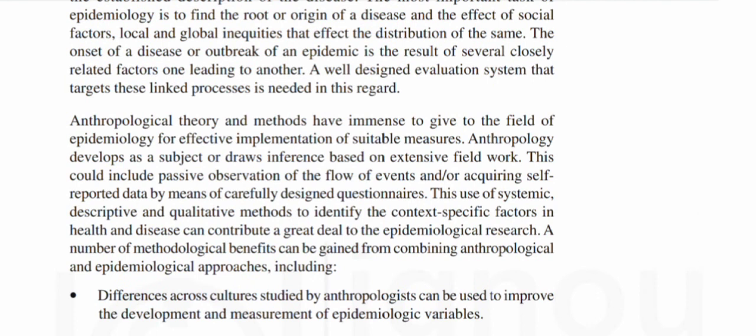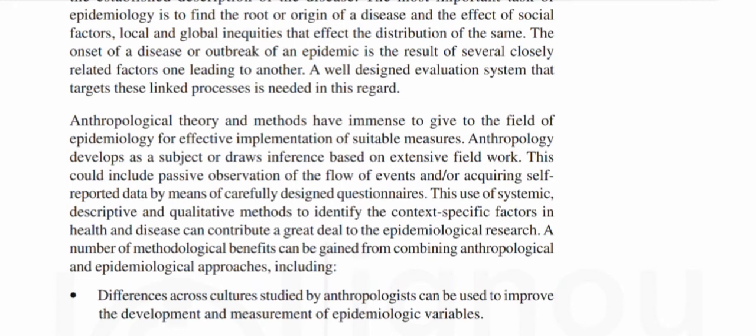Anthropological theory and methods have immense potential to give to the field of epidemiology for effective implementation of suitable measures. Anthropology develops a subject or draws inference based on extensive fieldwork. This could include passive observation of the flow of events and/or acquiring self-reported data by means of carefully designed questionnaires. This use of systematic, descriptive and qualitative methods to identify the context-specific factors in health and disease can contribute a great deal to the epidemiological research.